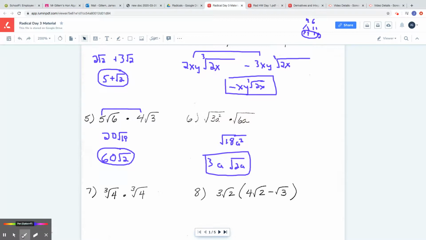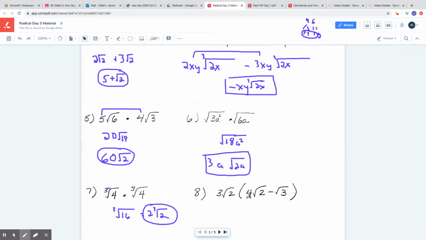Now for 7, cube root of 4 times cube root of 4 times cube root of 4. This is not just 4. Before, when we did the square root of 4 times the square root of 4, it would just be 4. Here it's a cube root. So 4 times 4 is 16, so we have the cube root of 16, which is really 2 to the 4th, so a 2 comes out. 2 cube root 2 is your answer. As long as these are the same, you can multiply them together.